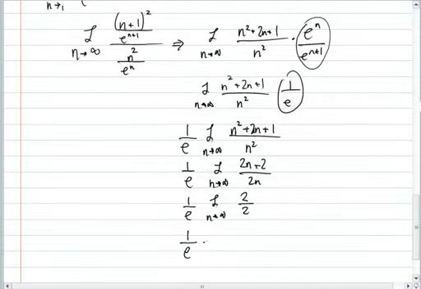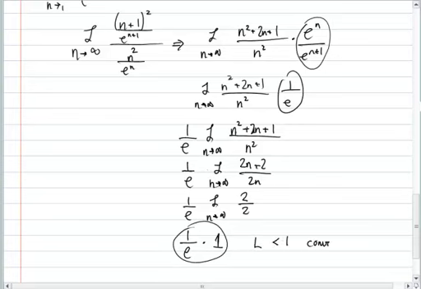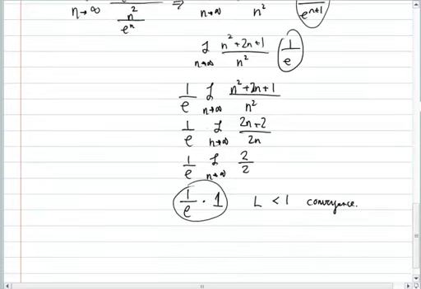e times 1. And what this means is that my limit is less than 1. That's 1 over e, which is less than 1. And because the limit is less than 1, we have convergence. I hope these examples have helped with understanding how to use the ratio test, and we will definitely have some more problems to work on with this.